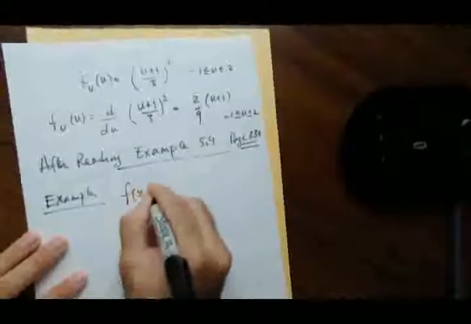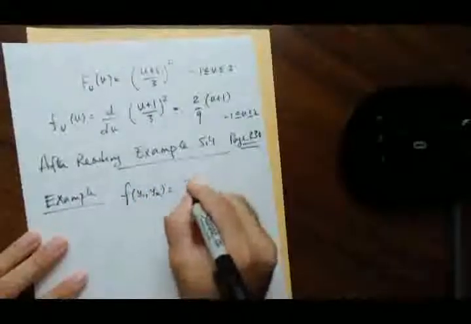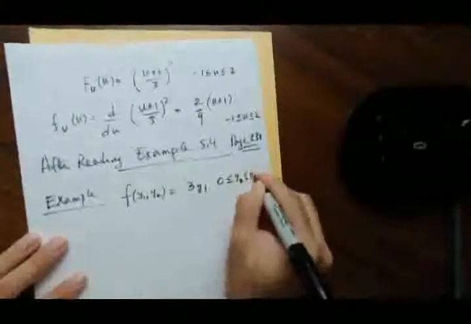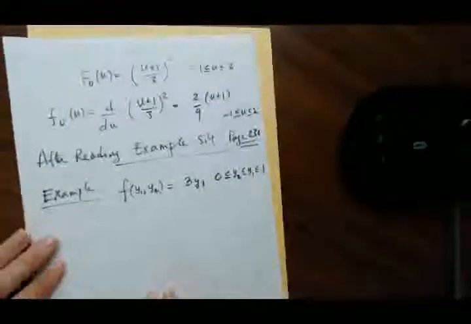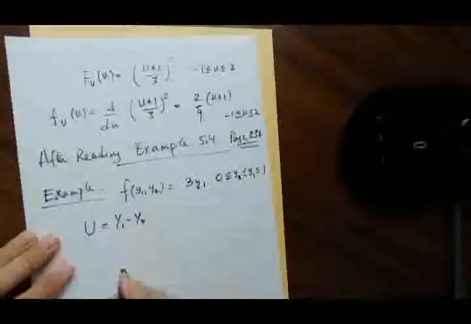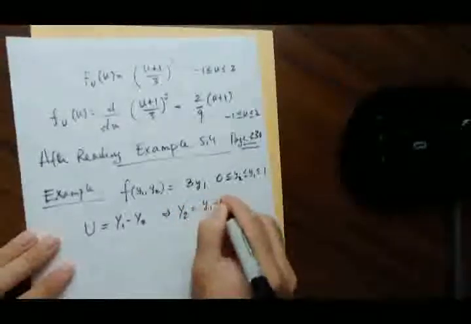This is a joint distribution of y1 and y2, and that's given as 3y1, 0 less than or equal to y2 less than or equal to y1 less than or equal to 1. I'm defining a random variable u as y1 minus y2, which actually implies y2 is y1 minus u.